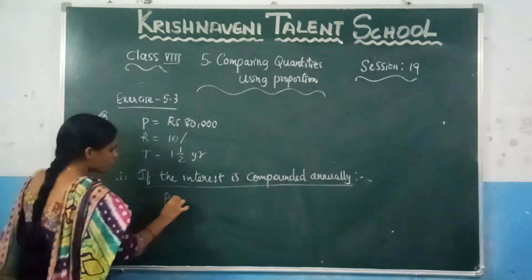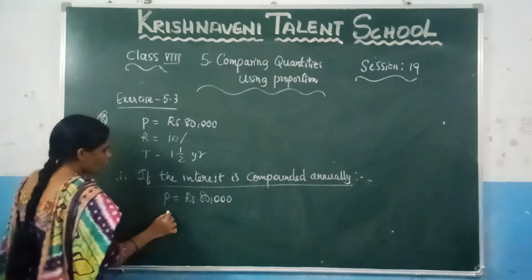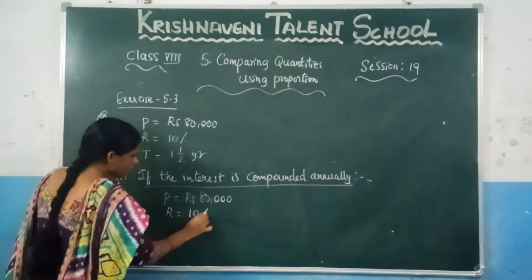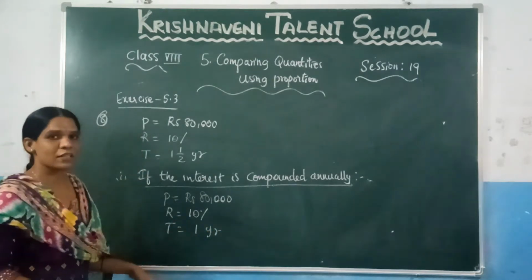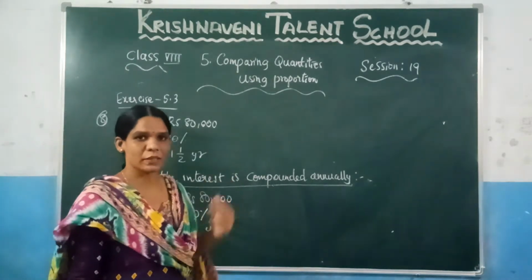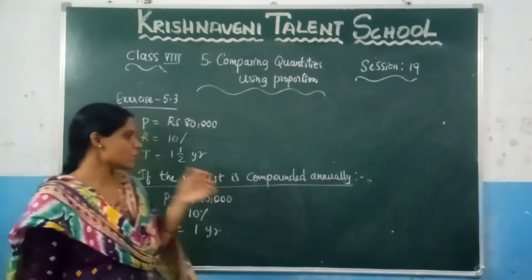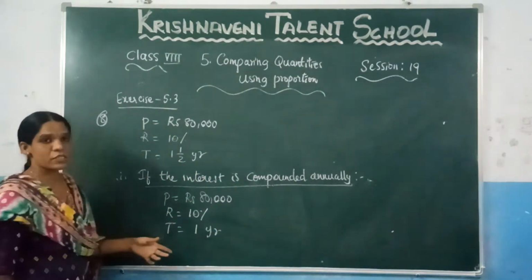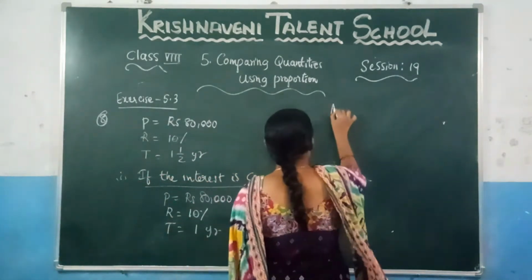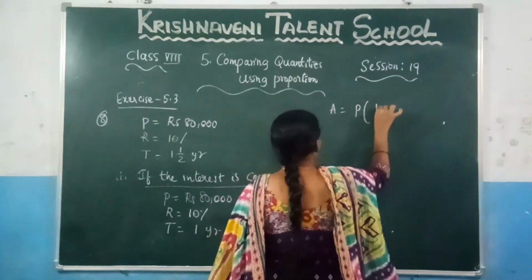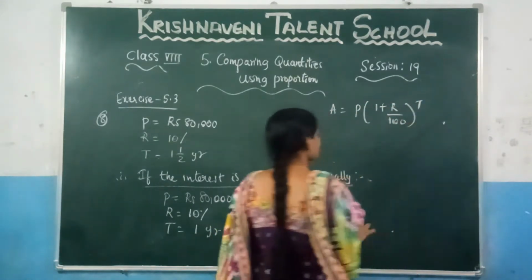So what should be the principal amount in this case? Which is 80,000, and what is the rate of percentage, which is 10%, and what should be the time, which is 1 year. First we need to calculate for the first year what should be the amount, and for the next half year you need to calculate the simple interest. So let us solve here. What is the formula for the compound interest in this case? You can write it here: A is equal to P into 1 plus R by 100 whole to the power of T.